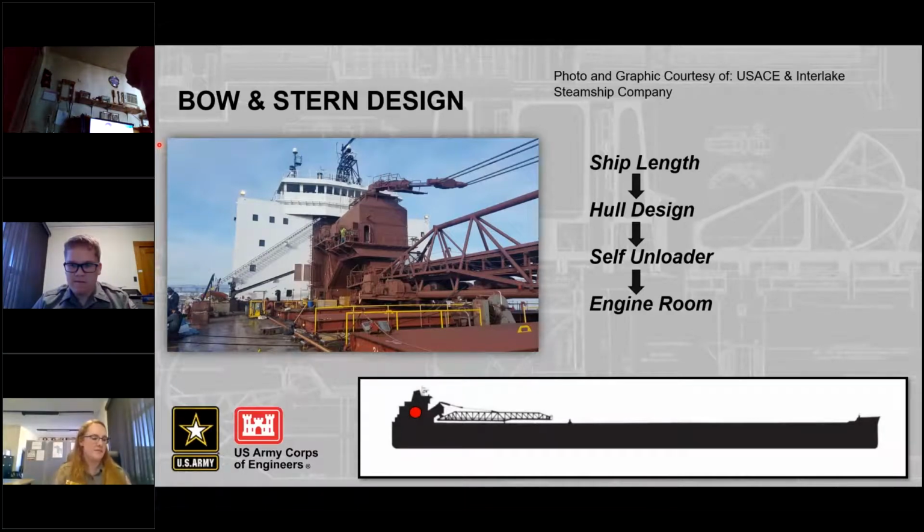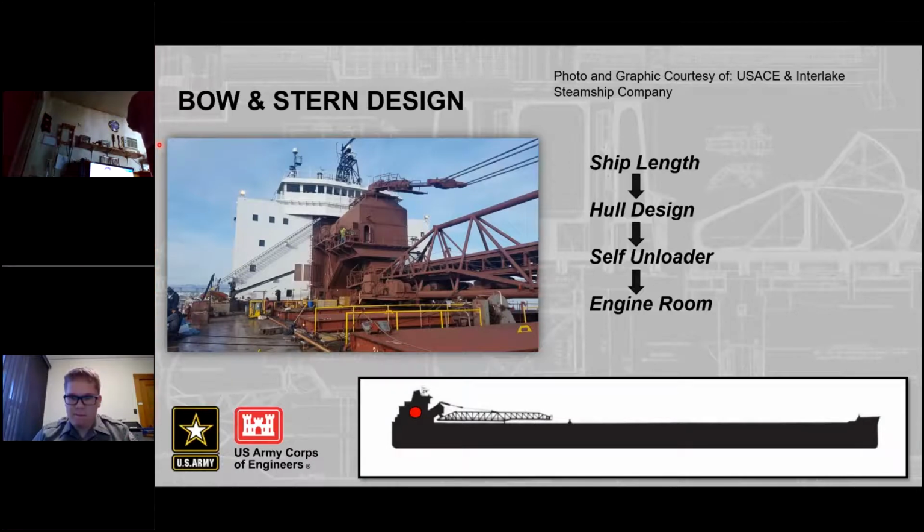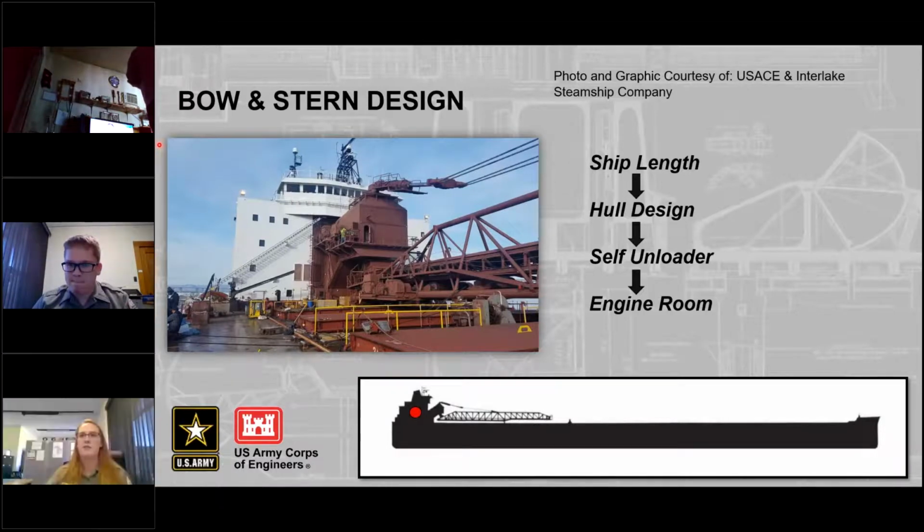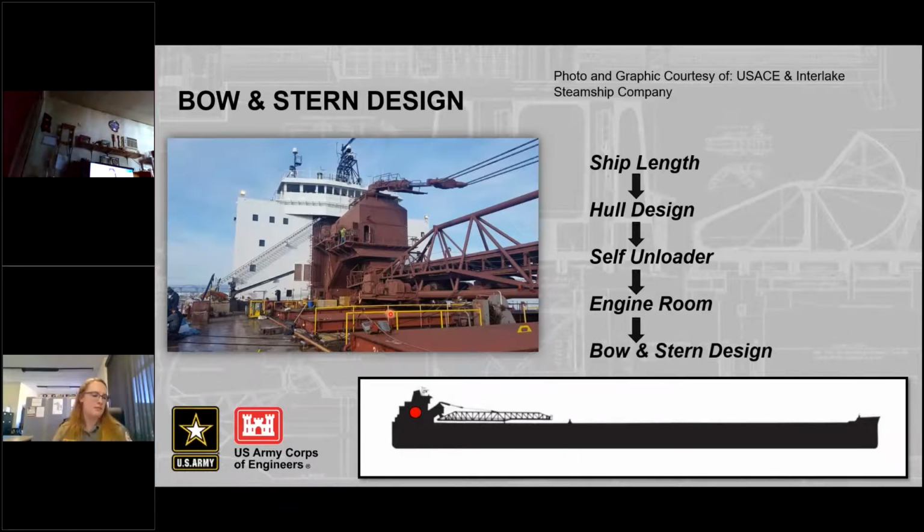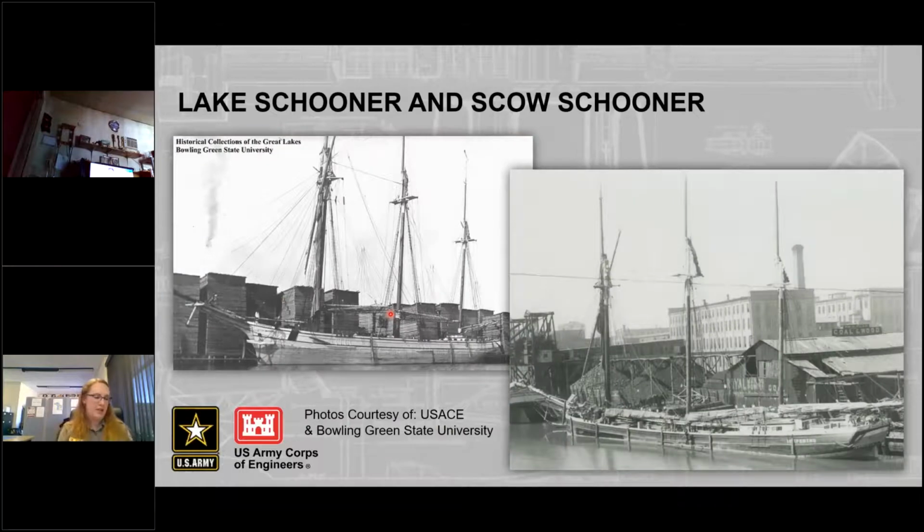Okay, thank you, Scott. Next, we'll be talking about bow and stern design. Starting in the 1860s, wooden sailing vessel designs started to change from their ocean-going cousins.